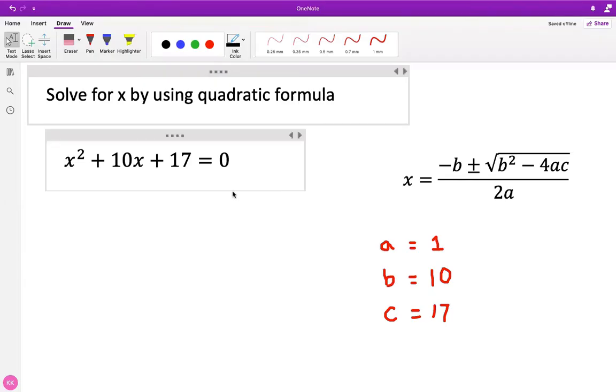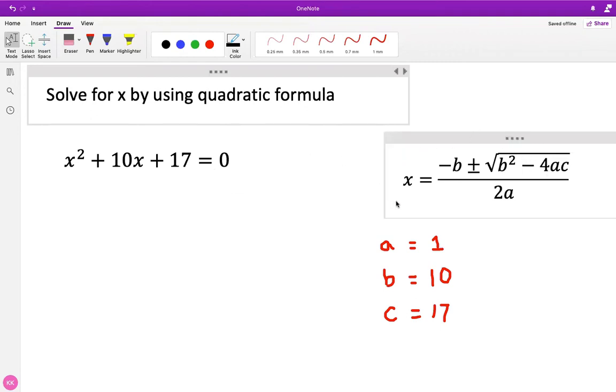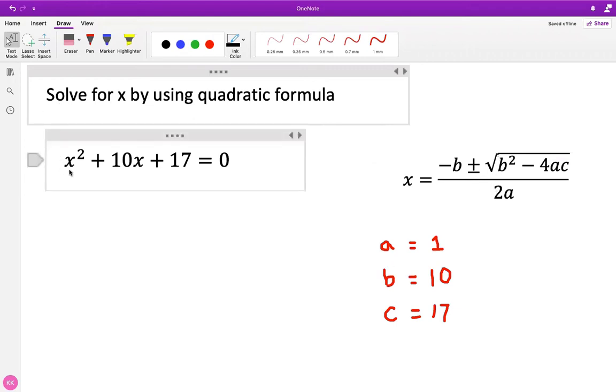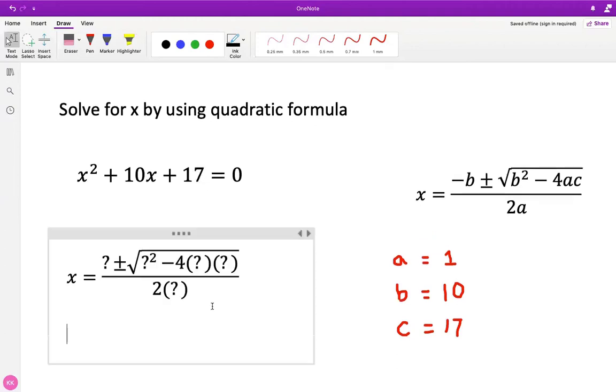Next, I'm going to apply the quadratic formula to solve the equation x squared plus 10x plus 17. In this quadratic formula, we only have three unknown values, a, b, and c. So I just need to figure out what a, b, and c are first before I apply this formula. a is the leading coefficient in the x squared term, so it's 1. b is 10 because the coefficient in the middle term is 10. And c is 17 because the last term, the constant, is 17. After I know these values, I can plug these numbers into this formula.